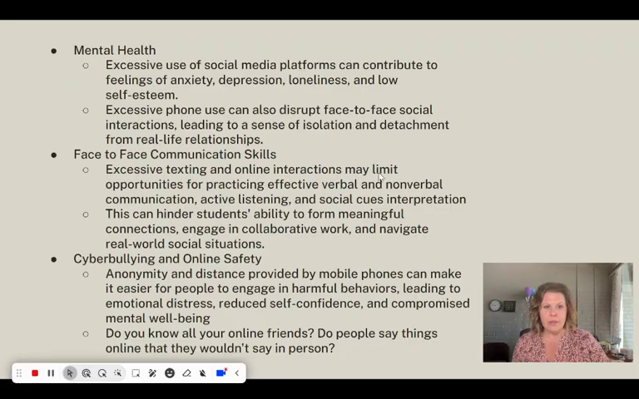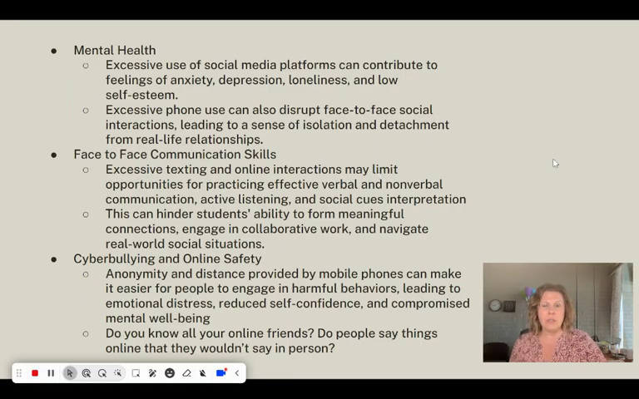The mental health, that is a lot of what we deal with down here in the counseling office. When students come down and tell us about how being on the social media platforms or people talking to them or saying things can contribute to feelings of anxiety, depression, loneliness, and low self-esteem. And excessive phone use also kind of takes away from that face-to-face. I've noticed sometimes that it's harder for kids to talk to adults or to talk to each other one-on-one because they're so used to using their phones. So that's another way that cell phones affect mental health.